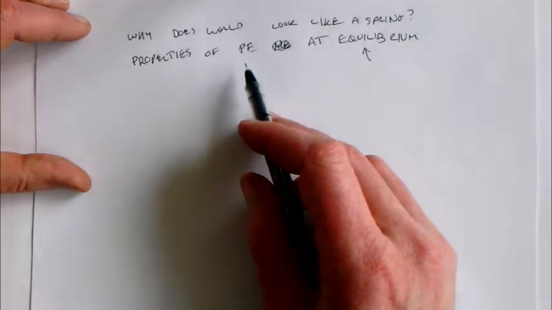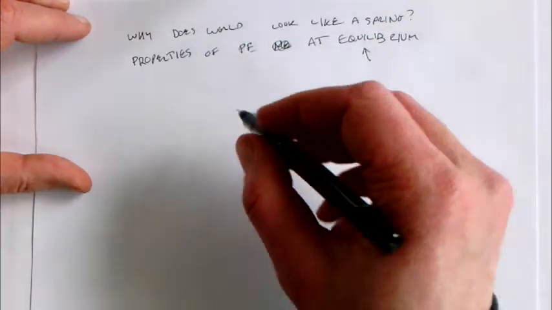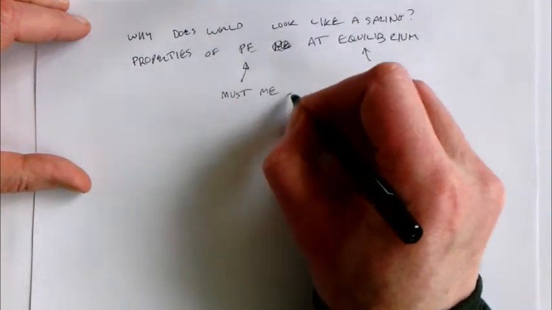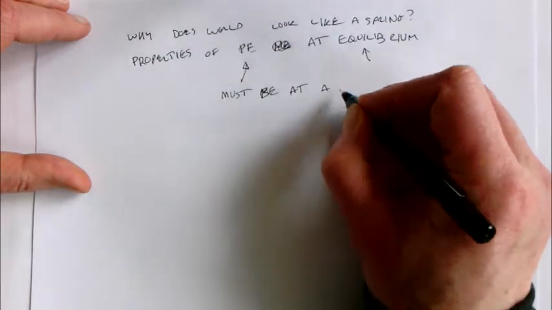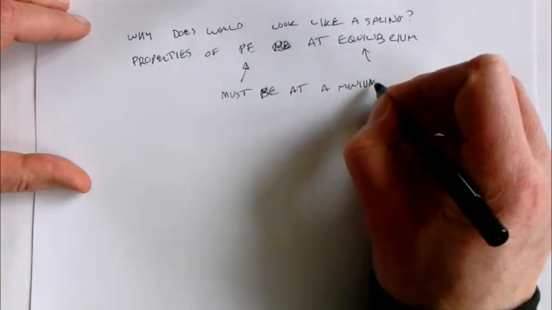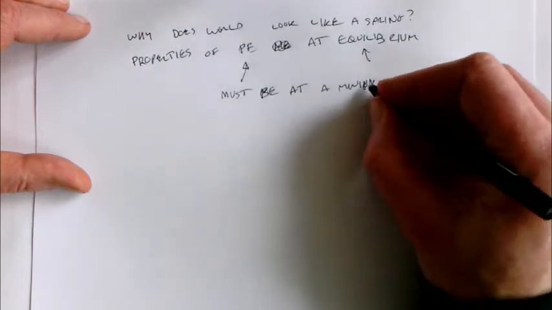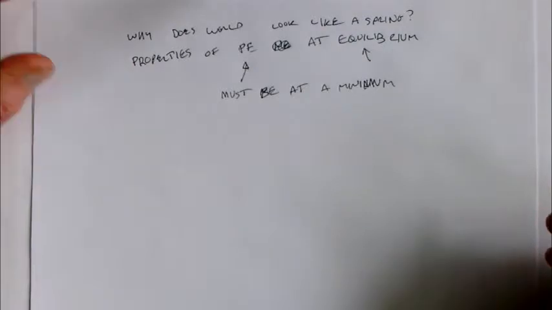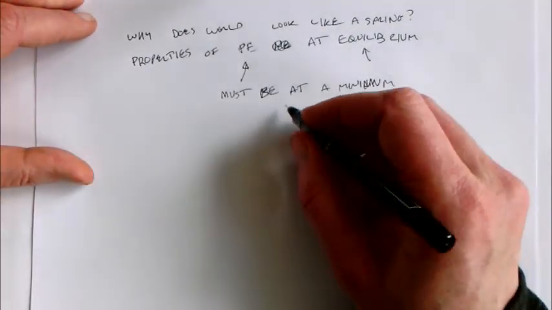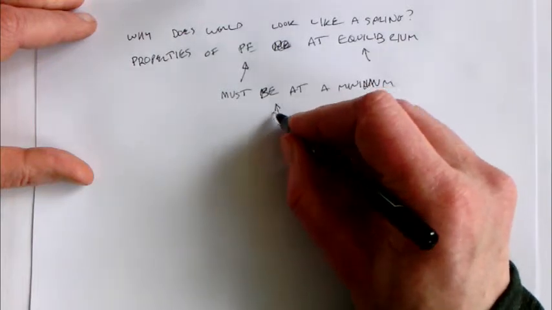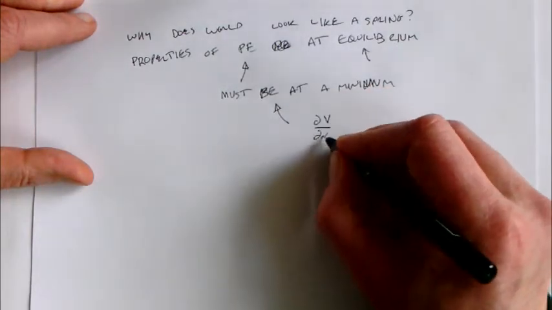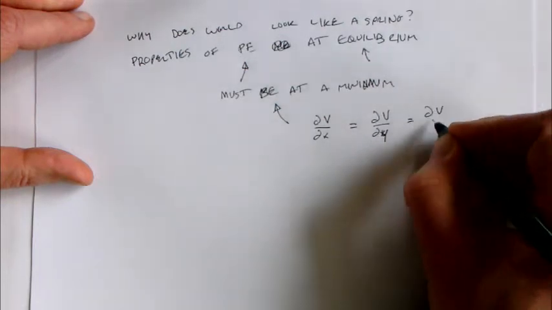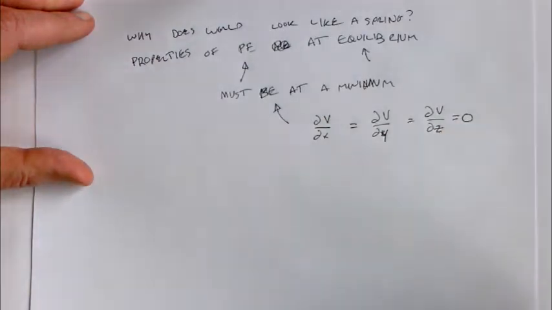So if we think about potential energy at equilibrium, it must be at a minimum. Potential energy has to be at a minimum at equilibrium. In particular, what we need at equilibrium is that the partial of the potential energy with respect to x, and the partial of the potential energy with respect to y, and the partial of the potential energy with respect to z, all of these things are zero.